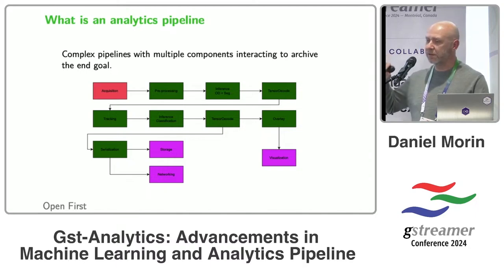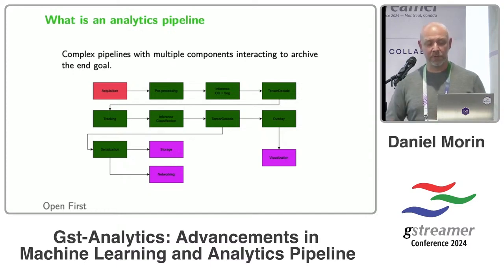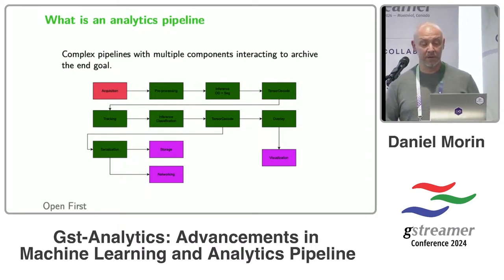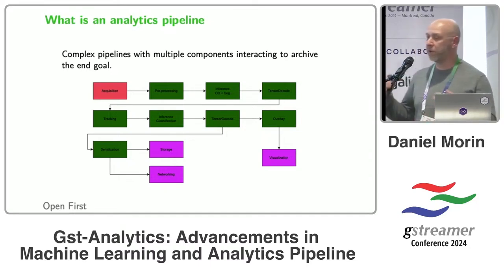that shows it's not just one element that is doing the analysis. It's actually broken down into multiple elements, and GStreamer is already very rich with its existing elements. For example, we have the acquisition and pre-processing. There's a lot of capability already existing in GStreamer for that. But for the elements that are actually doing the analysis, for example the inference and tensor decoder, they depend on different parts, so we decided to break them down to make them more reusable.